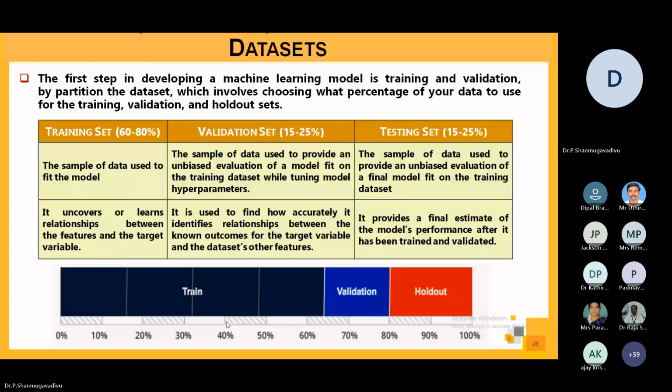When you have a very large amount of data, accordingly you can make predictions. Okay. So the training set is a sample of data used to fit the model. It uncovers or learns the relationship between the features and the target variable. So what are the features?